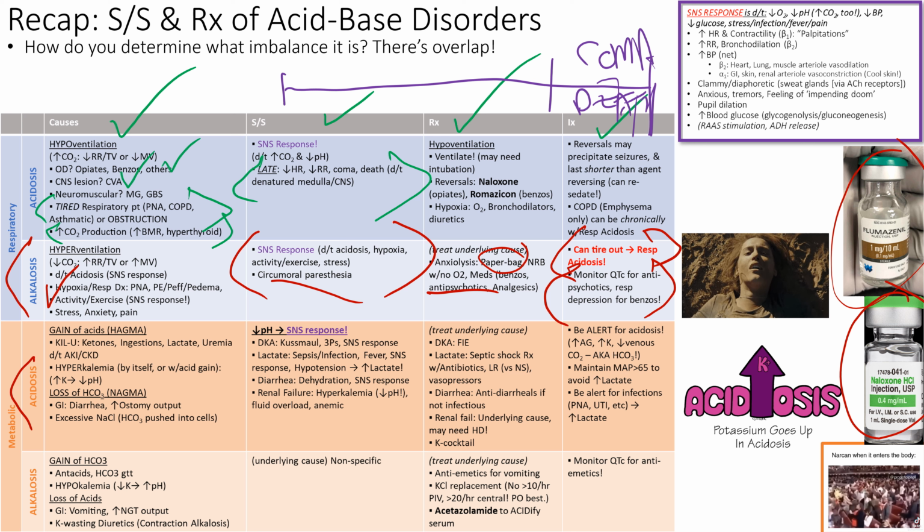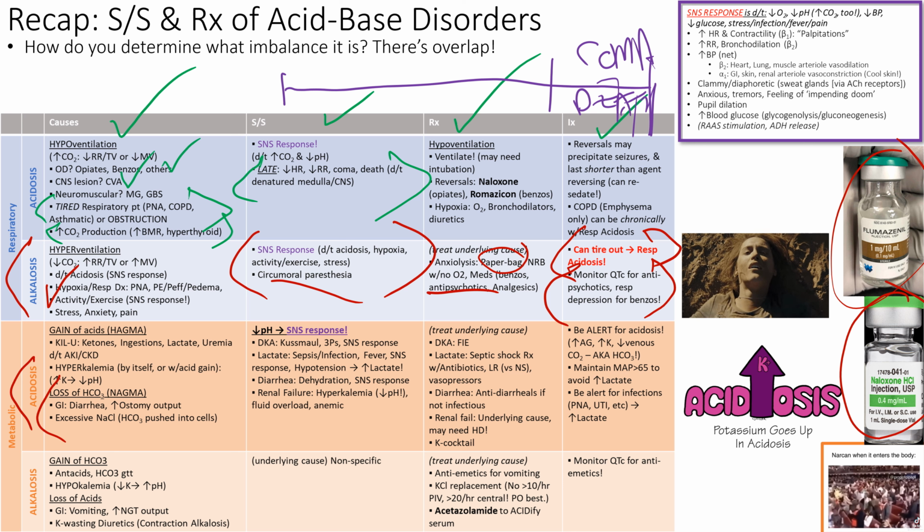All right. So the other piece is GI, right? So GI wise, are you going to poop out bicarb or are you going to vomit bicarb? You poop out bicarb. You have diarrhea. That's going to cause metabolic acidosis. Right? Other thing is excessive sodium chloride, like we mentioned. All the chloride goes into the bloodstream, and the bicarb then says, okay, you're here now.